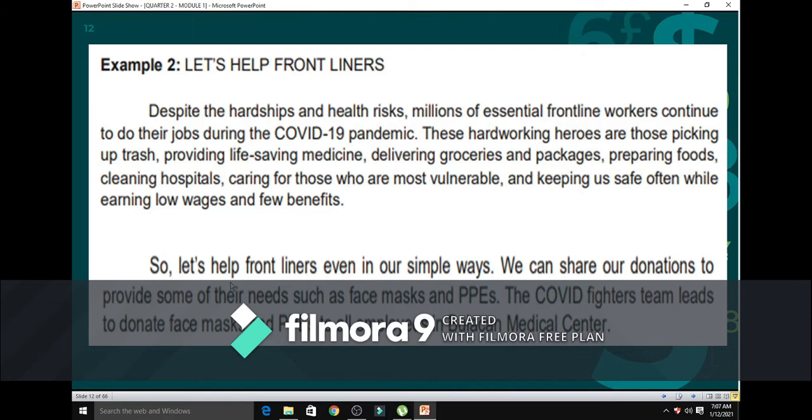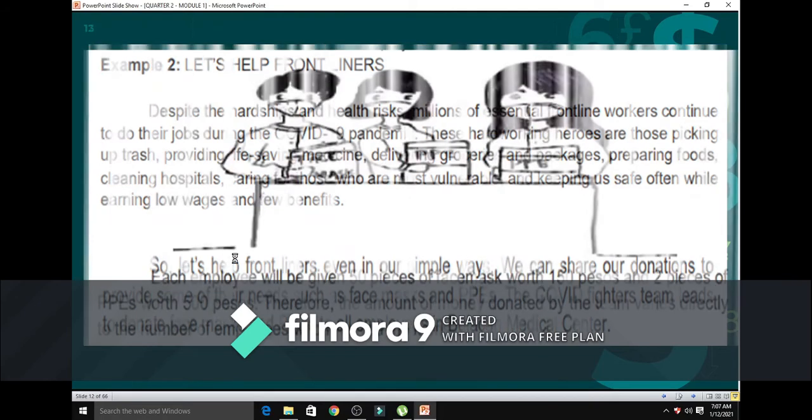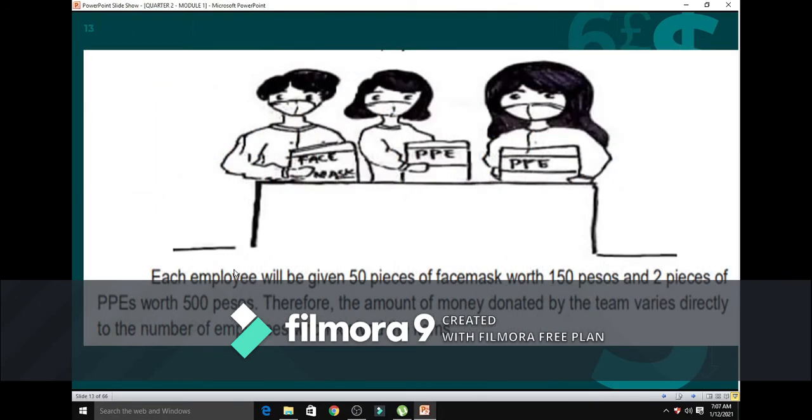We can share our donations to provide some of their needs such as face masks and PPEs. So the COVID Fighters team plans to donate face masks and PPEs to all employees in Bulacan Medical Center. So each employee will receive 50 pieces of face mask worth 150 pesos and 2 pieces of PPEs worth 500 pesos. So bawat employee ay makaka-receive ng 50 pieces ng face mask na ang halaga ay 150 piso at makaka-receive din sila ng PPE, 2 piraso na ang halaga ay 500 pesos.